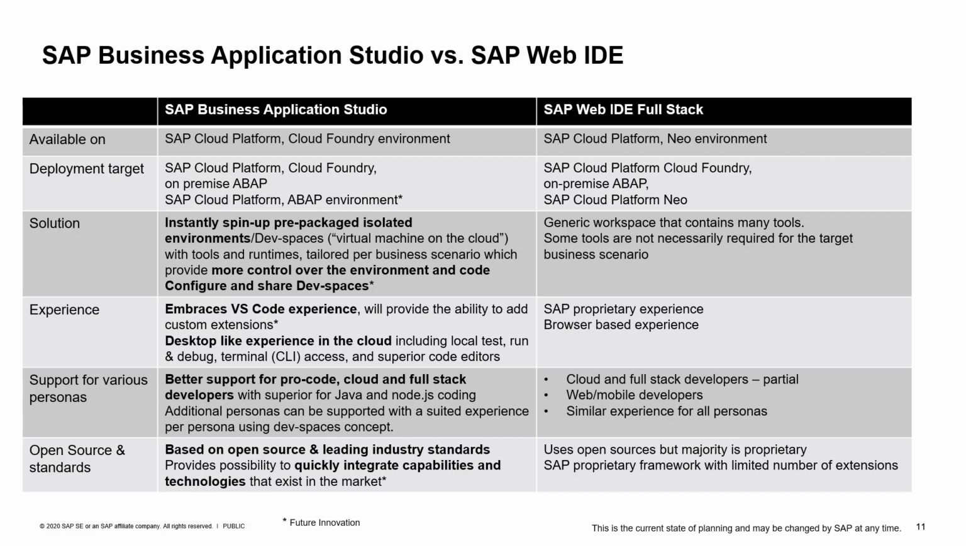In the future, we plan to offer the option to add additional extensions from a marketplace to further enhance the development experience. The desktop-like experience means that the developed application can be tested locally in the dev space. This saves a lot of time in the dev test cycle as there's no need to redeploy the application for testing. From a persona perspective, App Studio was first designed to serve pro-coder developers for the cloud and full stack, comparing to SAP Web IDE that provides a similar experience to all personas. App Studio can support additional personas with suited dev spaces.